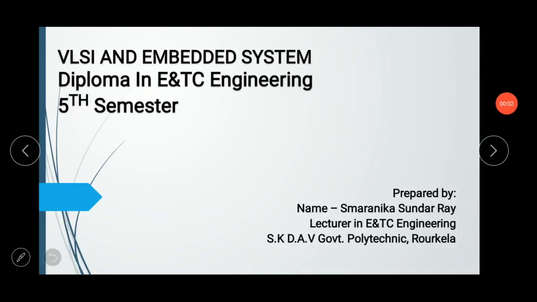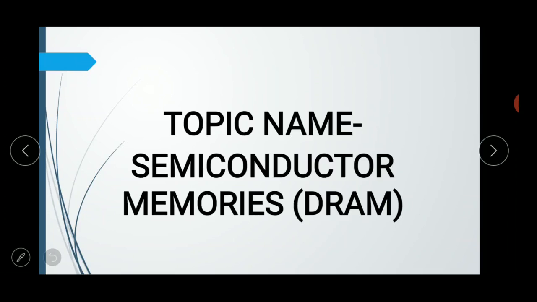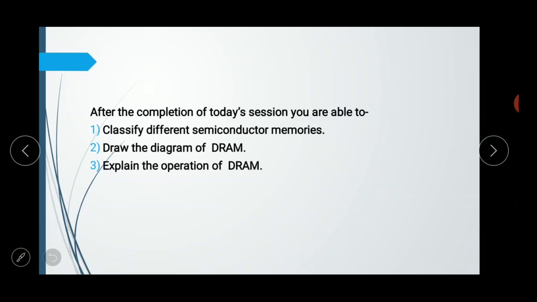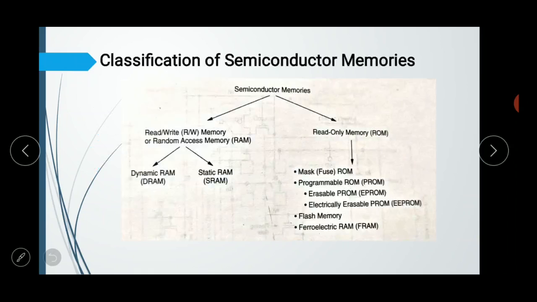Good morning, student. Today we are going to learn about semiconductor memories. After the completion of today's session, you are able to classify different semiconductor memories, draw the diagram of DRAM, and explain the operation of DRAM. So first we discuss about the classification of semiconductor memories.